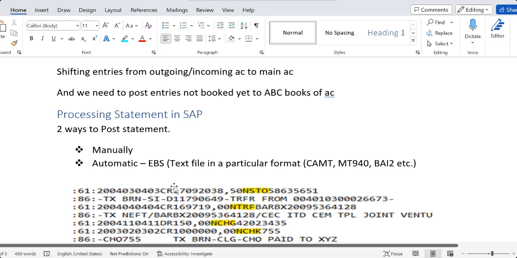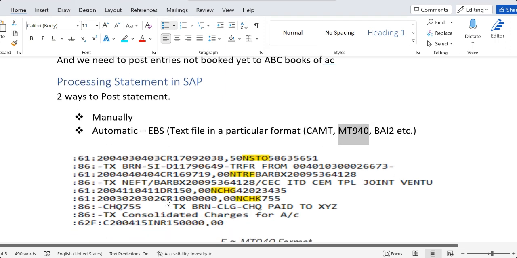Okay, so now we will discuss how we process statements in SAP. There are two ways to post the statements in SAP. We can do it manually, but most companies now, to reduce the work, will use automation, right? So we have EBS, and it could be in different formats, it could be a text file, it could be some other formats, and these are examples of bank statements, right? So the most popular is MT940.